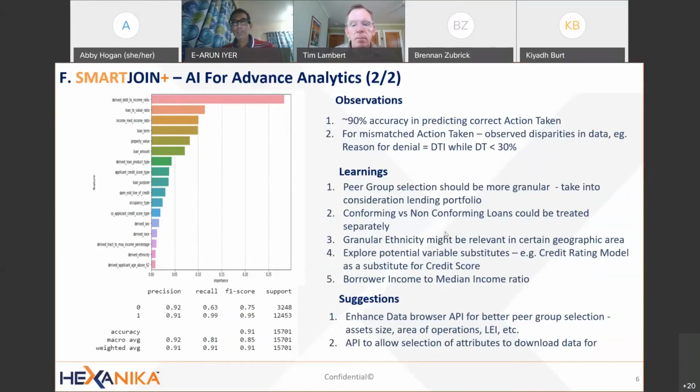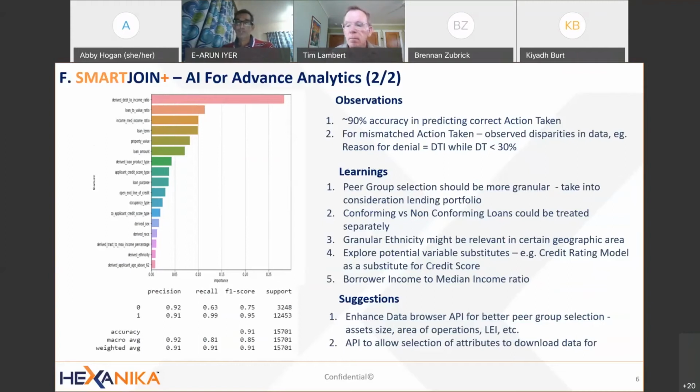Some of the learnings that we came away with, and with a lot of input from Jason, who's an industry expert, we realized that the peer group selection should have been much more granular. We were taking complete banks that were cutting across states. Maybe we should have limited to specific geographies. Another thing that mattered is conforming versus non-conforming loans. If we segregated them, the percentages improved.